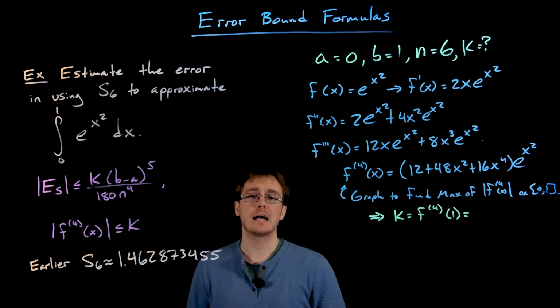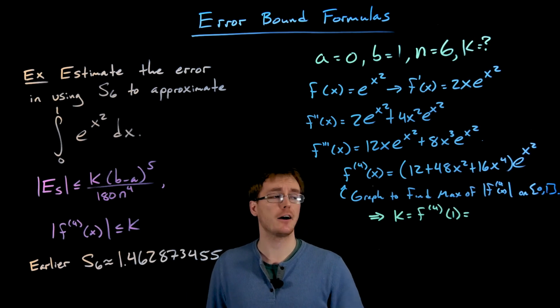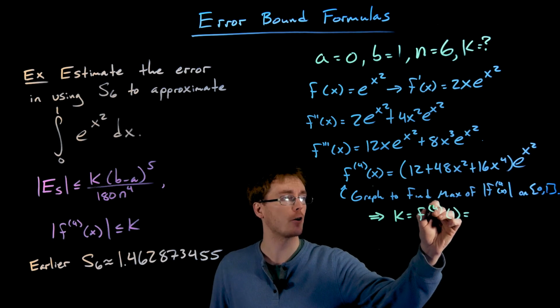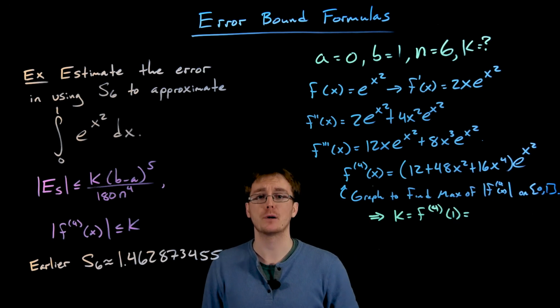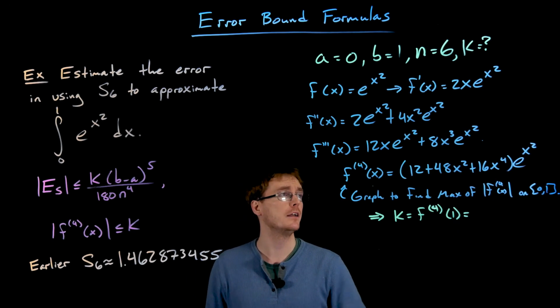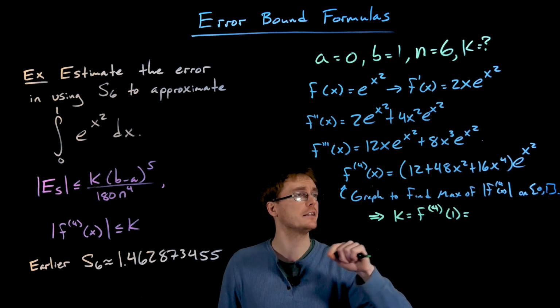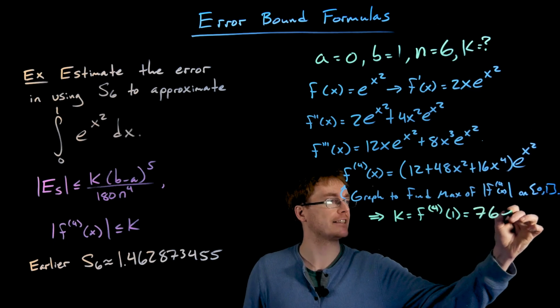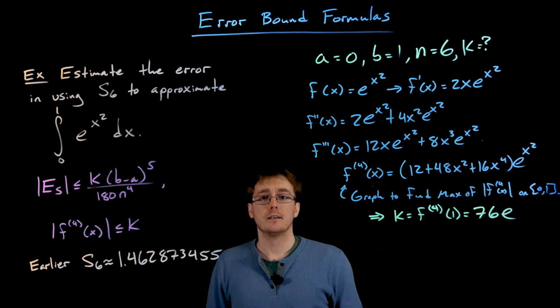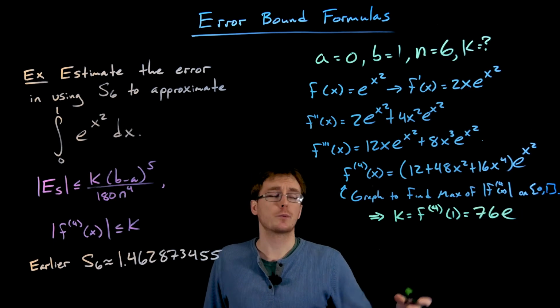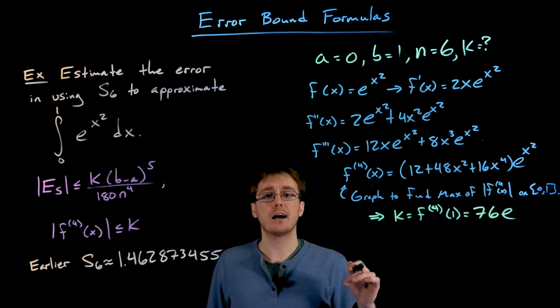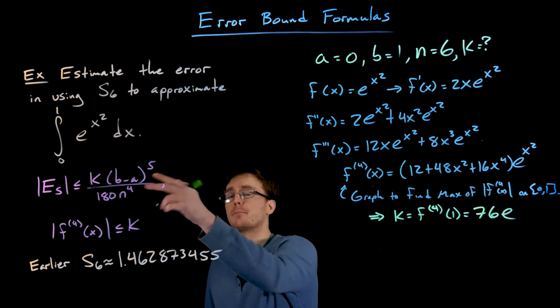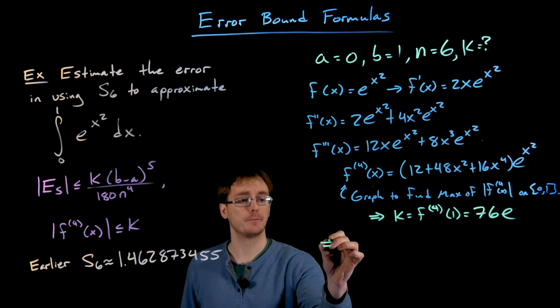And so by analyzing the graph of our fourth derivative, we can find our k value. It corresponds to the output of our fourth derivative at that far right endpoint when x is equal to 1. And if we plug x equals 1 into our formula right here, what we end up with is the number 76 times e. And now the worst of it is over. We have found that difficult piece, our k value. Now comes the fun part where we just plug everything into our formula.